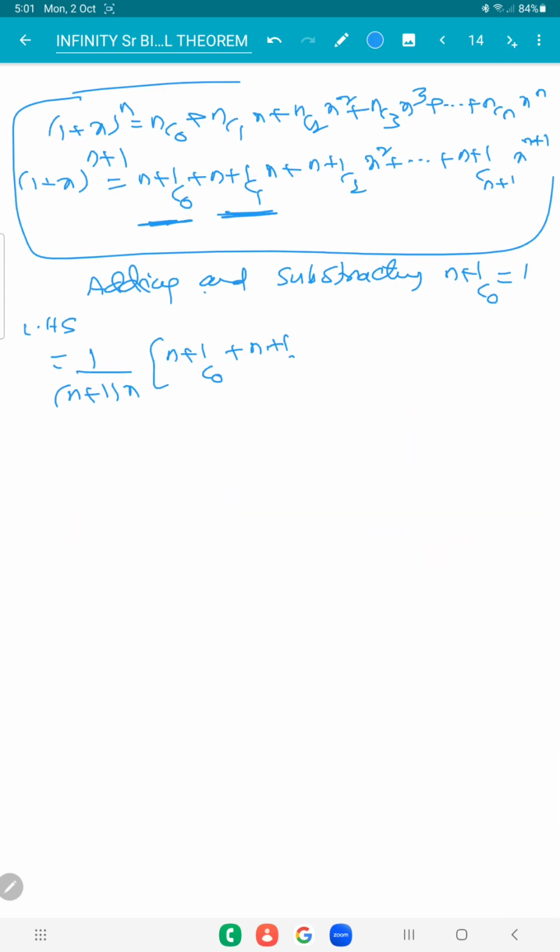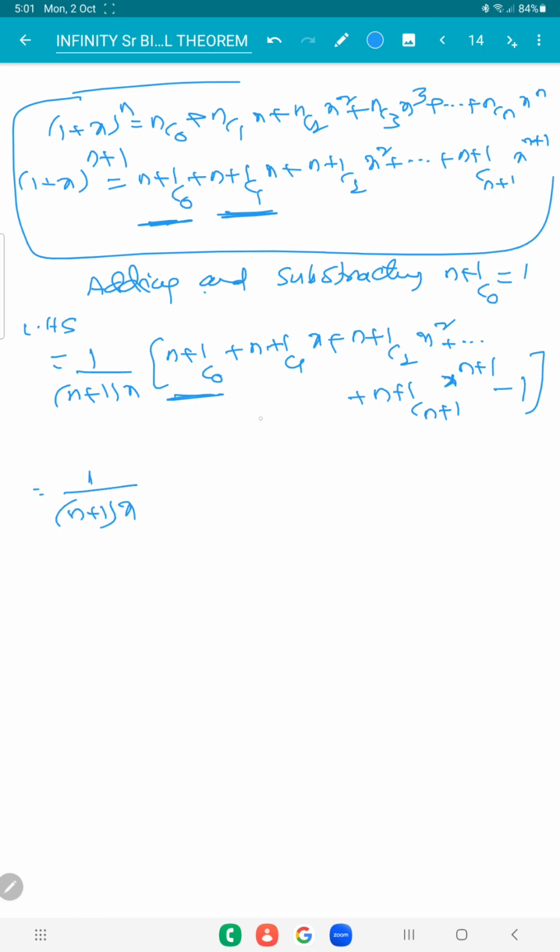So n plus 1 c1 x plus n plus 1 c2 x square plus and so on, plus the last one is n plus 1 c n plus 1 x power n plus 1. Here we added, right? We are subtracting the same term, that is 1 only. So now observe that 1 by n plus 1 times of x. So till this term except minus 1, it becomes 1 plus x whole power n plus 1.